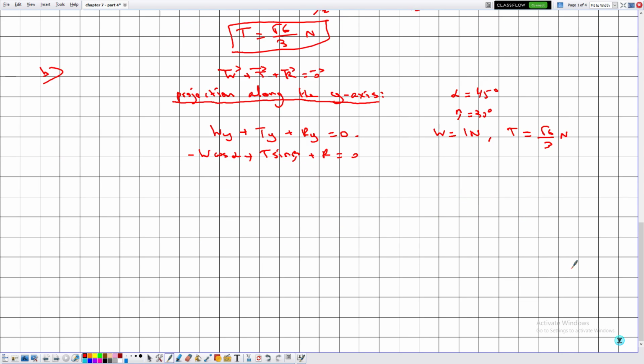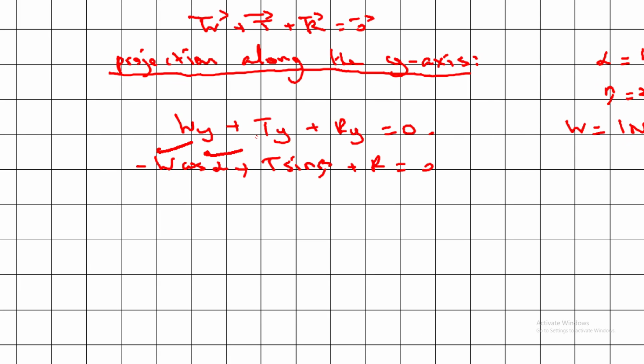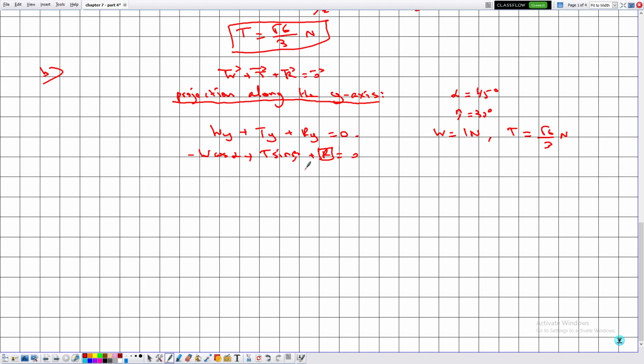Now in this case, we know the value of w, we know the value of this and this, the only unknown is r. So we place r in a box. What's the type of this equation? Linear equation and one unknown. So r is given by w cosine alpha minus t sine beta. This is equal to 1 multiplied by cosine of 45 minus t, which is given by radical 6 divided by 3 sine 30. So this is equal to radical 2 divided by 2 minus radical 6 over 3 times sine of 30, which is given by half.